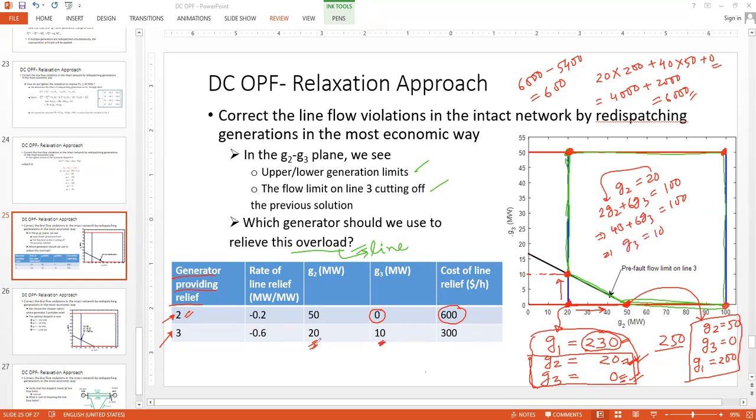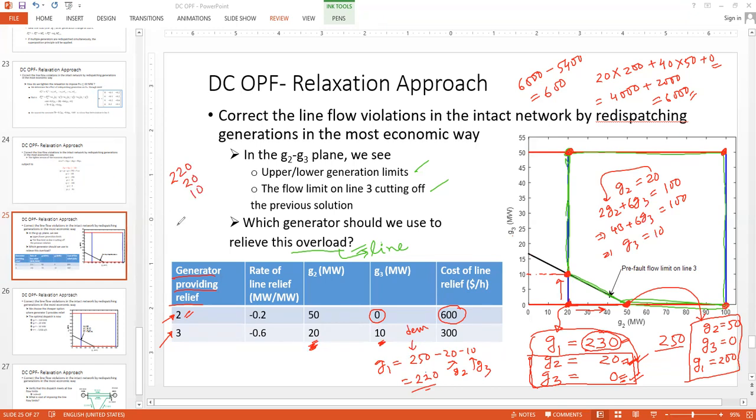So you take G3 10, take G2 20, this point. So it gives you 20 plus 10. So 250 minus 20 minus 10. This is the demand, this is your G2, this is your G3. So this will be your G1, which will be equal to 220. So now your ELD solution is 220 for G1, 20 for G2, 10 for G3.